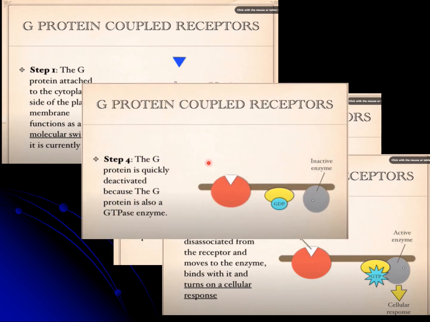And step 4 is that the G protein is quickly deactivated, because the G protein is also a GTPase enzyme. Alright, so this is the last step, in which there is deactivation of the G protein once the action is shown.